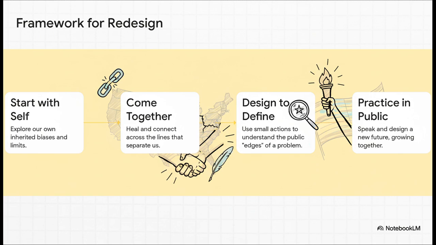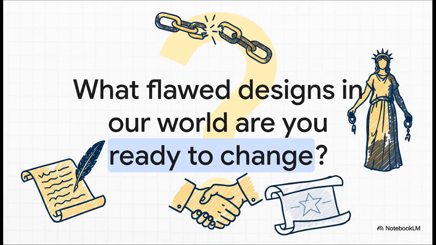It starts with ourselves. It focuses on healing relationships, and it uses these small, intentional actions, that practicing in public idea again, to build a more just and equitable future, together. When you look at it this way, this whole history shows us that even a nation's foundational design can be broken and completely rebuilt when the moral and strategic costs just get too high. And that brings the question back to us, right here, right now. What flawed designs in our world are you ready to change?